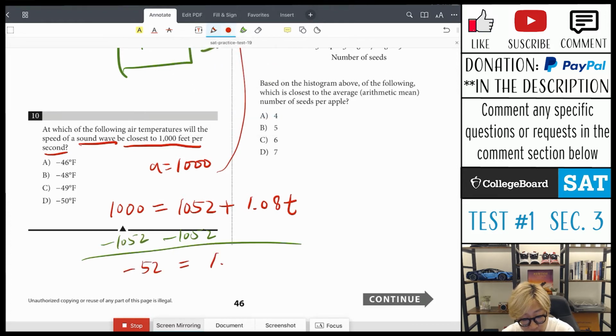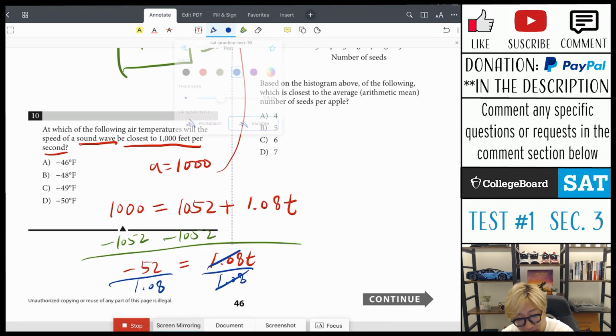-52 is equal to 1.08 T, and go ahead and divide by 1.08 on both sides. And please, if any of y'all out there are thinking, oh man, I'm so good at mental math, do not risk yourself on questions like this, because look at these. That's really close, man. 48, 49, 50.